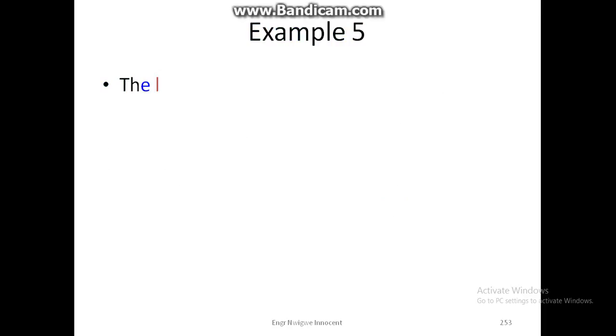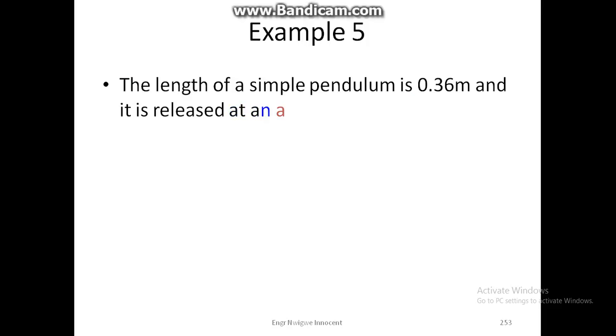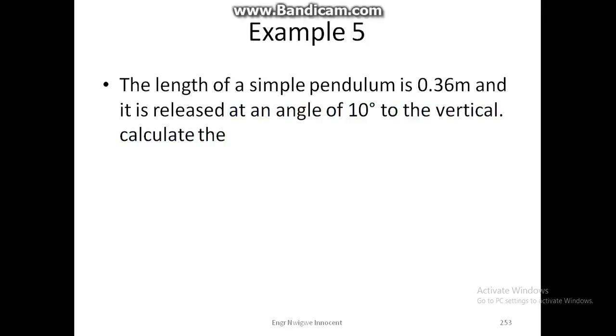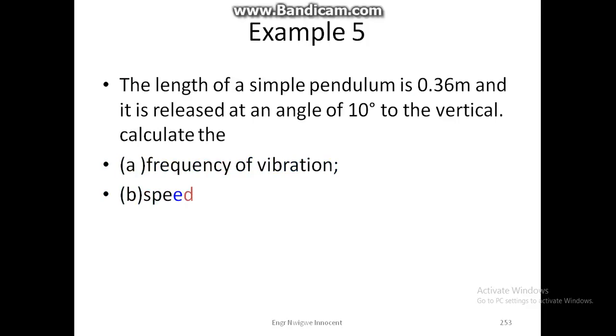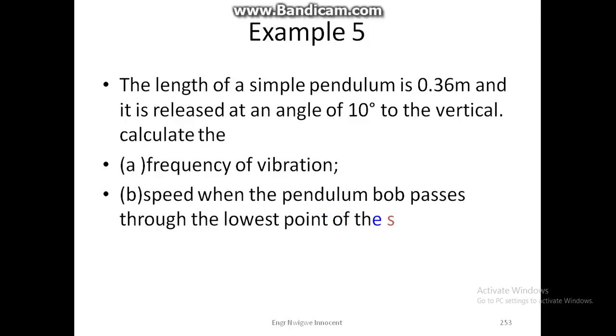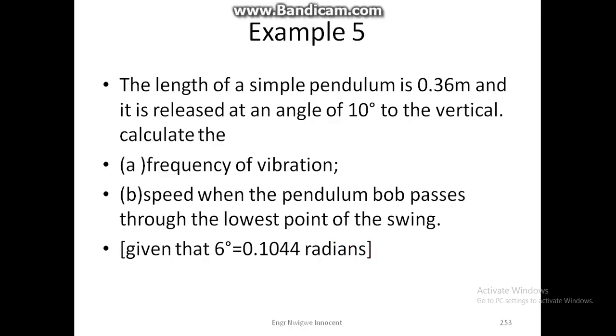Example 5. The length of a simple pendulum is 0.36 meters and it is released at an angle of 10 degrees to the vertical. Calculate A, the frequency of vibration, and B, the speed when the pendulum ball passes through the lowest point of the swing, given that 6 degrees is equal to 0.1044 radians.